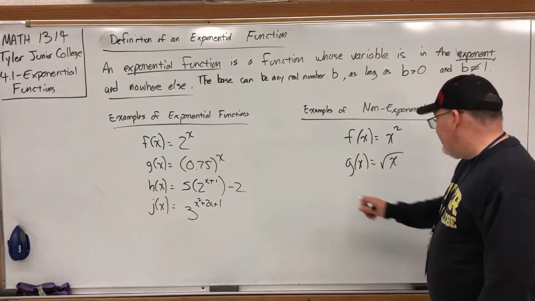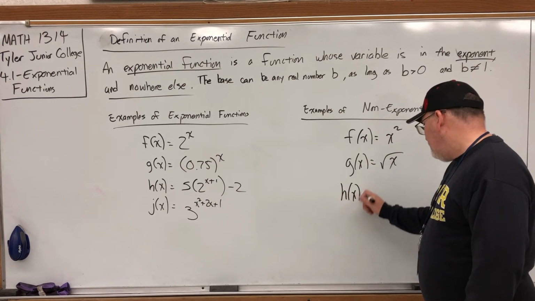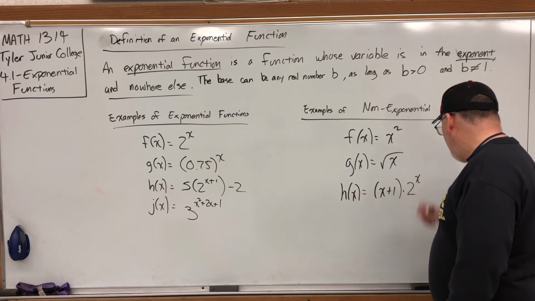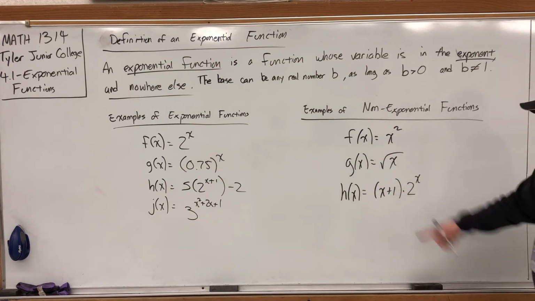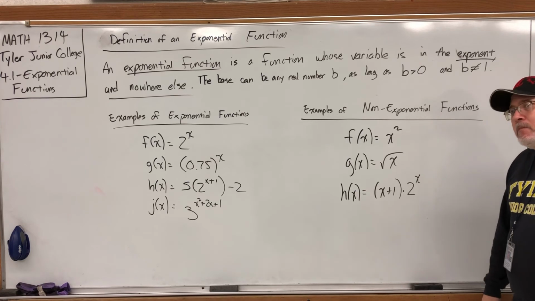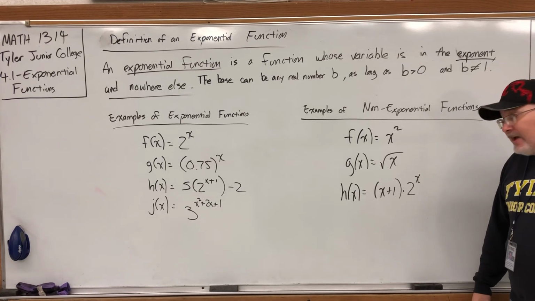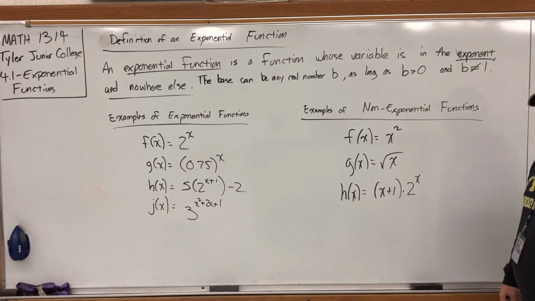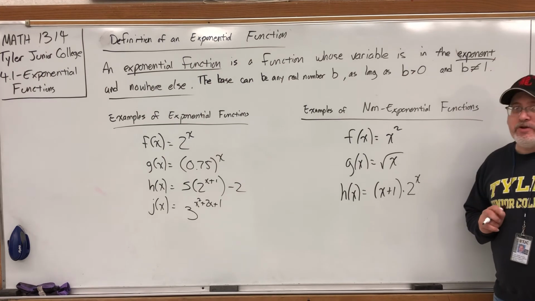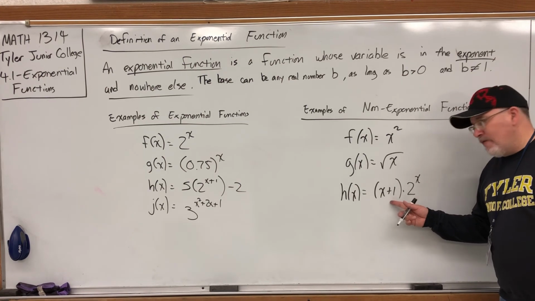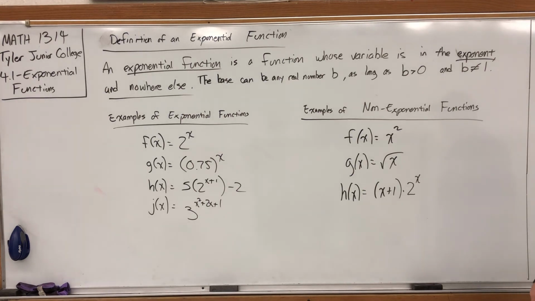Or something like this: the quantity x plus 1 times 2 to the x power. And you might be thinking, wait a minute, there's a variable in the exponent, and you would be correct, except it's not the only place it is. To be an exponential function, your variable has to be in the exponent and nowhere else. This variable is also on the ground level as a coefficient in front of this 2 to the x power.